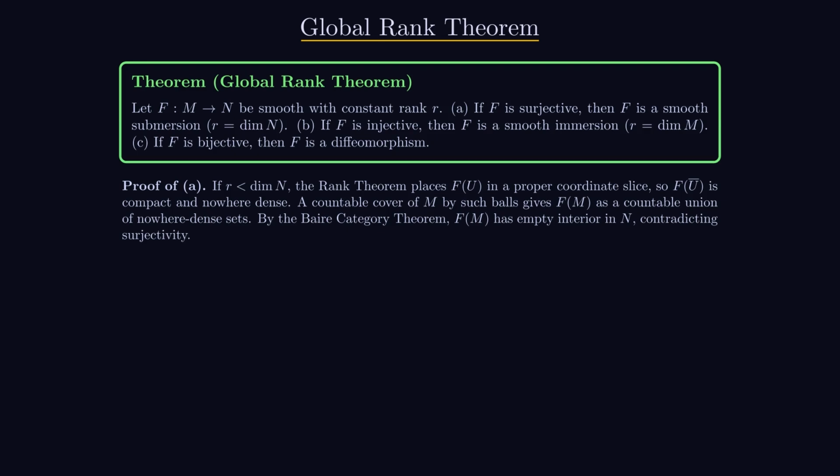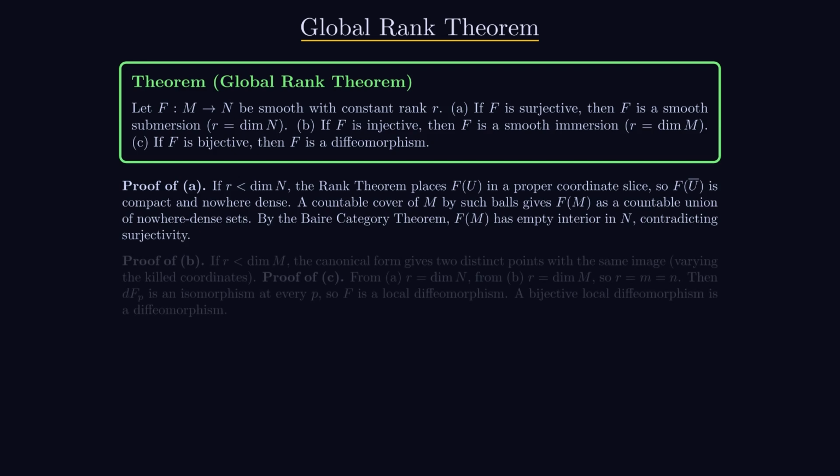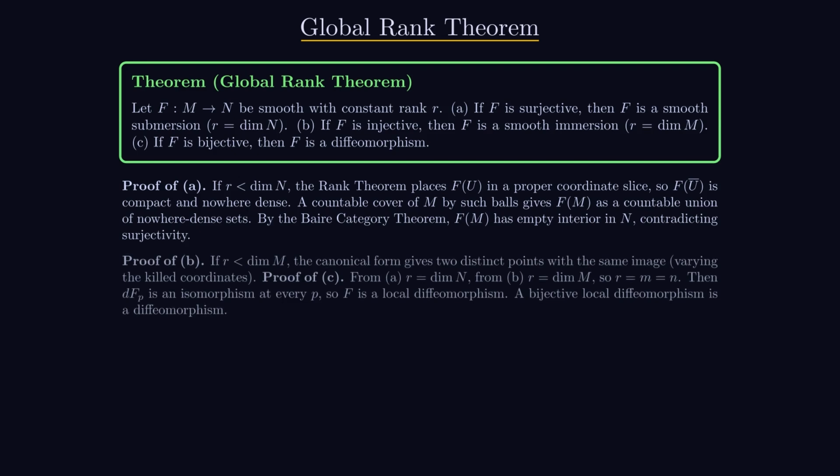For part B, if R is strictly less than the dimension of M, the canonical form gives coordinates in which f of x and 0 equals f of x and epsilon for small non-zero epsilon. These are two distinct domain points with the same image, contradicting injectivity. By contrapositive, injectivity forces R to equal the dimension of M. For part C, bijectivity means f is both surjective and injective, so R equals both the dimension of N and the dimension of M, meaning these dimensions are equal and R equals that common value.